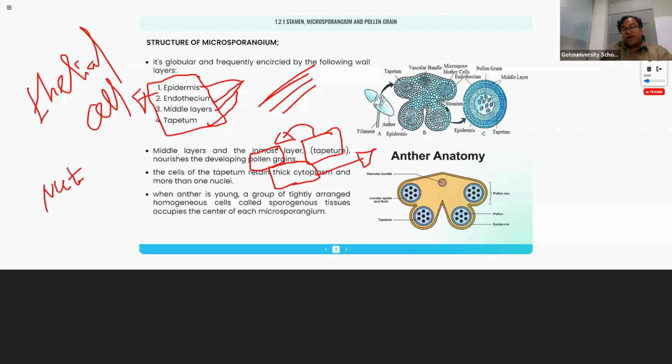Why are the nutrients required? Why do I need the nutrients in the cytoplasm? Because I need to nourish the pollen grain. Why do I need to nourish the pollen grain? Because the pollen grain needs to develop the male gamete.